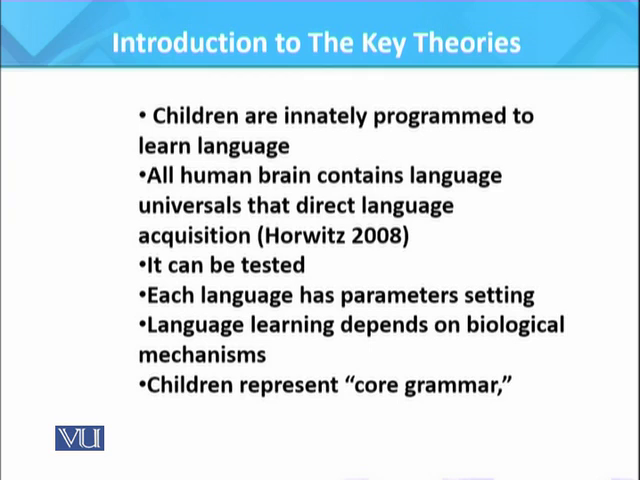Universal grammar theory believes that it can be tested. The output of the linguistic data can be tested. Each language has parameter setting, which means that they have their own specific framework. Language learning depends on a biological mechanism. This refers to the brain and maturity for acquiring a language. And of course, children represent core grammar, and that is due to the fact that they are innately programmed.